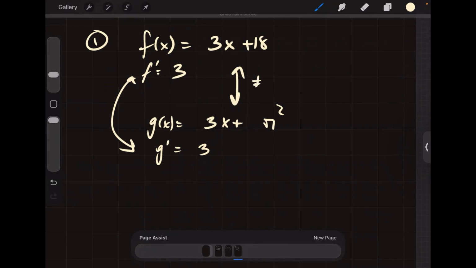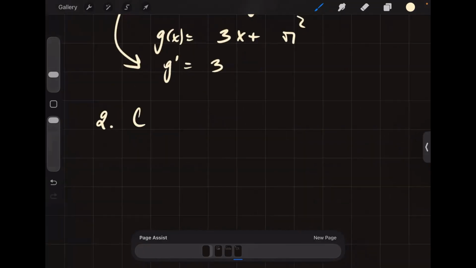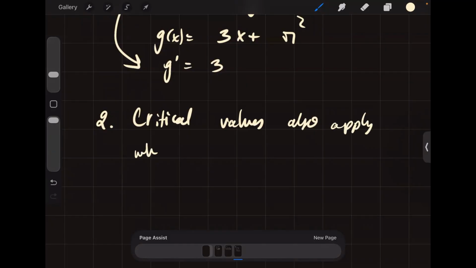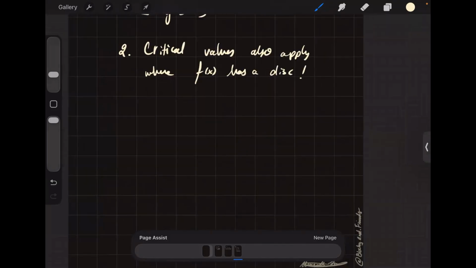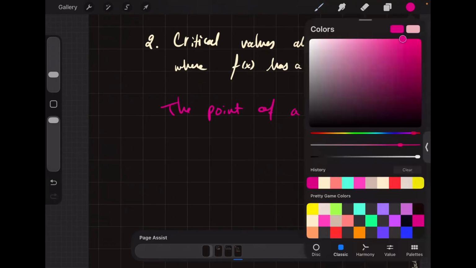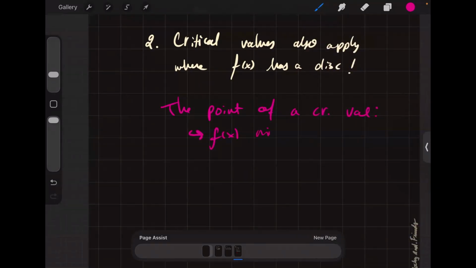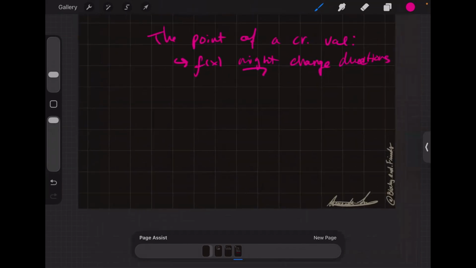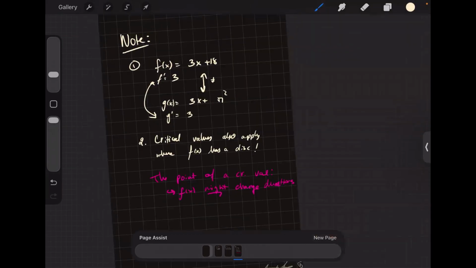And two, critical values also apply where f of x has a discontinuity. Because again, what is the point of a critical value? The point of a critical value is where your function might change directions. Now, I'm going to exercise this really quickly.